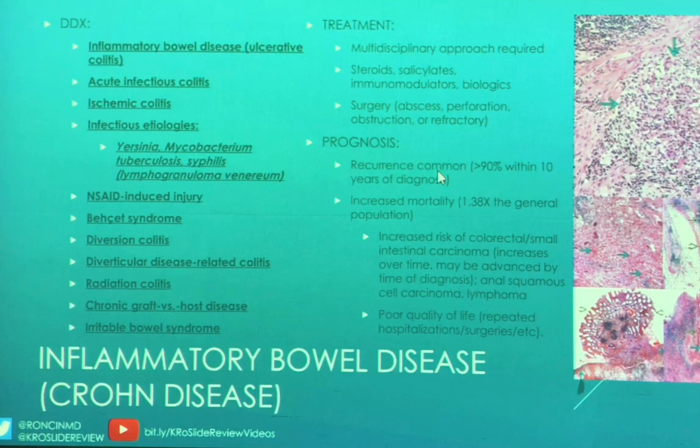Recurrence, well, this is a chronic disease, unfortunately. Recurrence is extremely common. Almost all patients will recur within 10 years of diagnosis. There is an increased mortality associated with it. They have increased carcinoma, lymphoma, and because of all the hospitalizations and surgeries and everything else, they really have a decreased quality of life. So those are all things that you want to consider when you're looking at a patient who potentially has inflammatory bowel disease, making sure that you're showing the case to someone else to see what they think, and you're correlating with what your clinician's telling you.